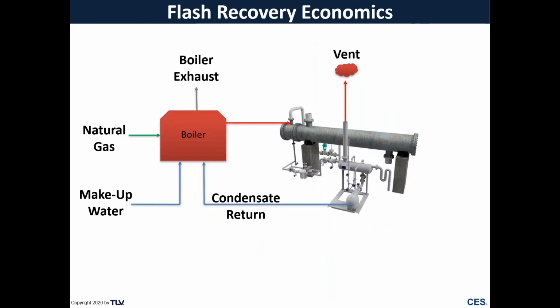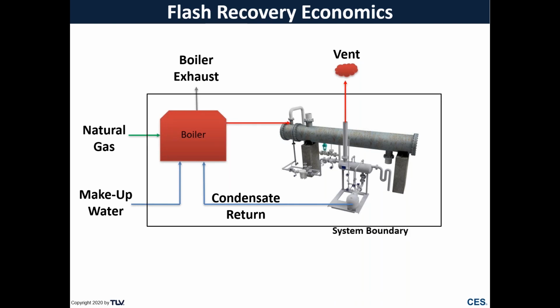So let's look at some of the economics behind recovering flash steam. This diagram is a simplistic view showing the inflows and outflows of a system. We have our boiler supplying steam to our heat exchanger. We're going to drain that heat exchanger to a pump skid. We're going to vent the flash steam, and we're going to pump the condensate back to the boiler. So it's important to look at what is the system boundary here. What's actually coming in, what's actually going out. What happens inside that boundary doesn't make a whole lot of difference when it comes to dollars or energy savings.